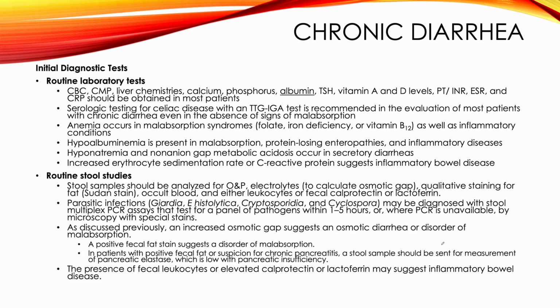Stool studies are also really important in chronic diarrhea. You're going to send them for O&P, electrolytes, and that's if you need to calculate the osmotic gap to determine whether it's an osmotic type of diarrhea. You're looking for blood, leukocytes, fecal calprotectin, remember, for inflammatory bowel disease, or lactoferrin, which is a sign of inflammation. Parasitic stuff, so O&P, looking for these things. Usually we get the PCR, which has a pretty good panel of pathogens, and it comes back really quickly, so we tend to start with that.